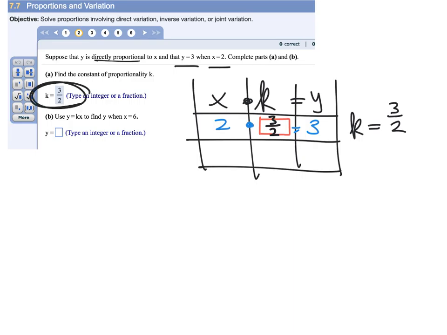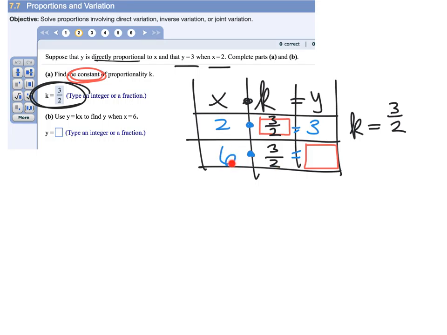The next part says, find y when x is equal to 6. So if x is equal to 6, what is y? Well, first off, what's k? Well, k is still 3 halves, because once you've discovered what k is for a table, k will always be 3 halves, in this case, for the entire problem, this entire table, until we switch to a new problem. And that's why k is called the constant of proportionality, because once you found it, it doesn't change until you move on to a new problem.